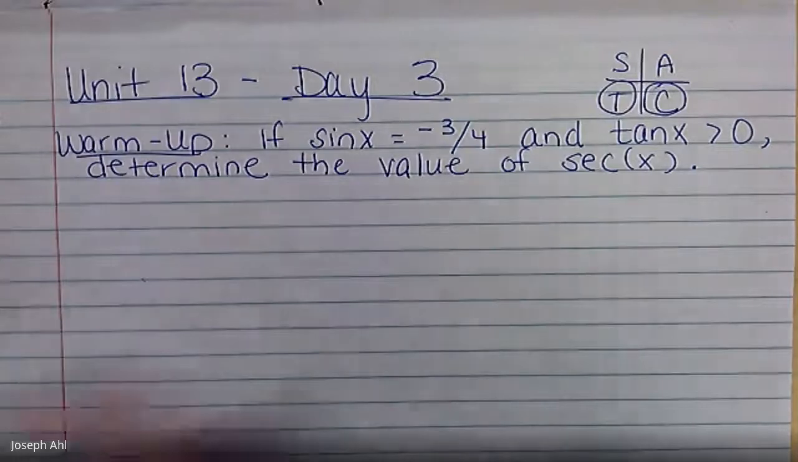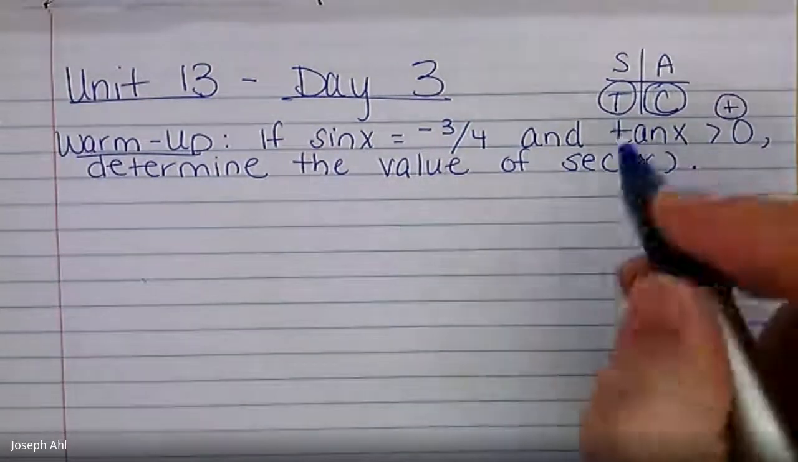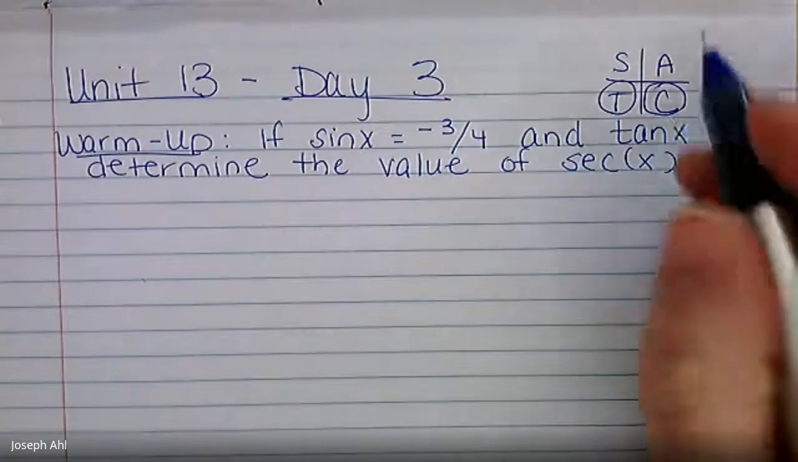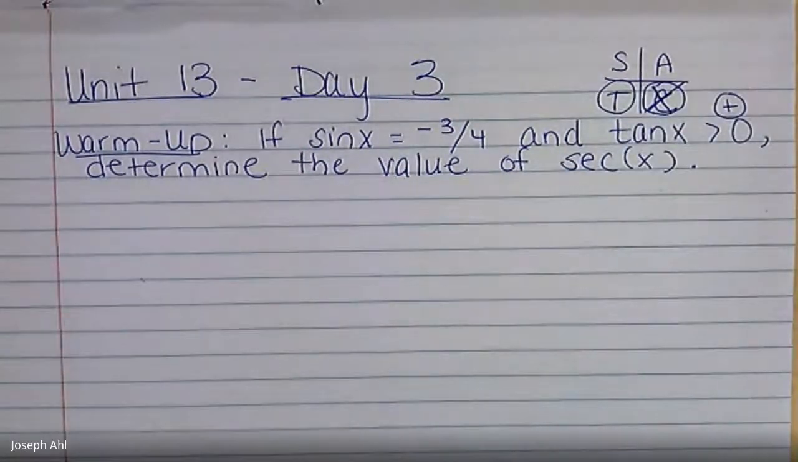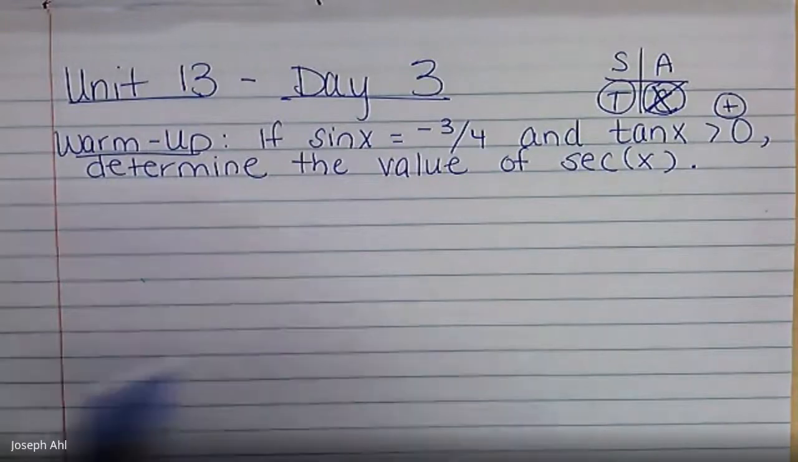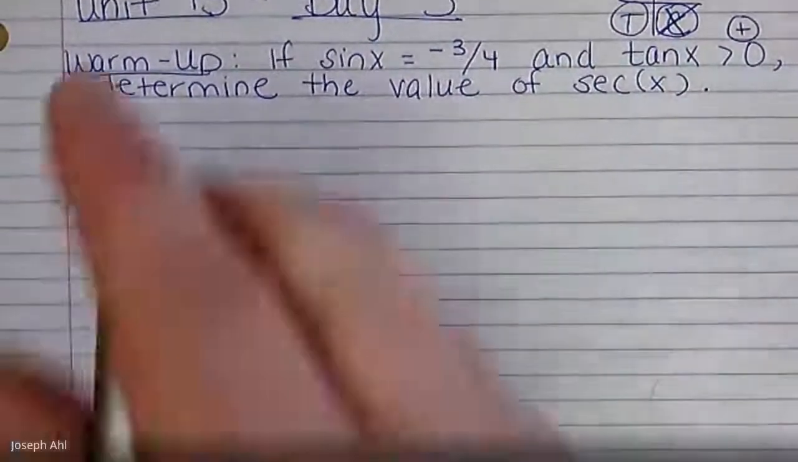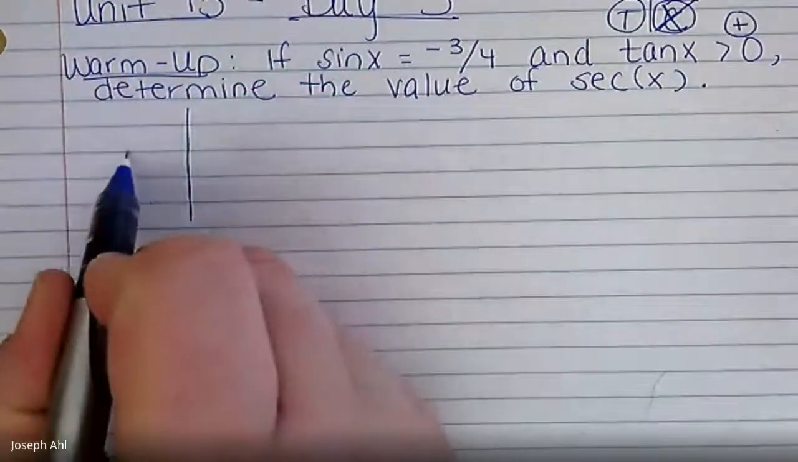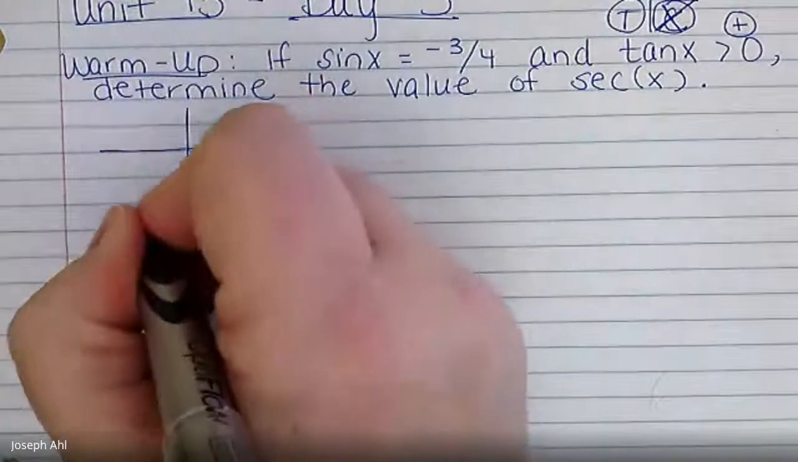And if tan is greater than 0, that means tan is positive. Well, out of these two locations, which one is tan positive in? Definitely quadrant 3. Quadrant 3 is the winner for sure. Okay, so if sine is negative and tan is positive, what I want you to do in this warm-up question is draw a triangle that's in quadrant 3. So angle X is an angle that terminates in quadrant 3.